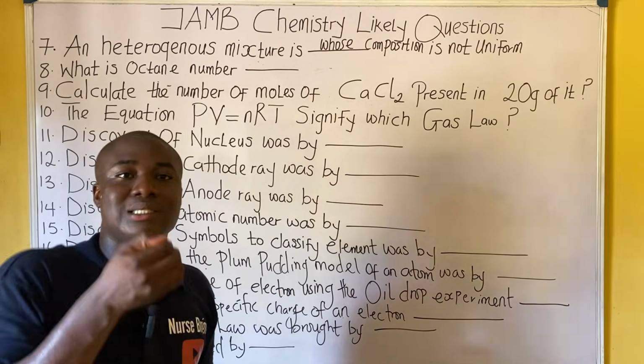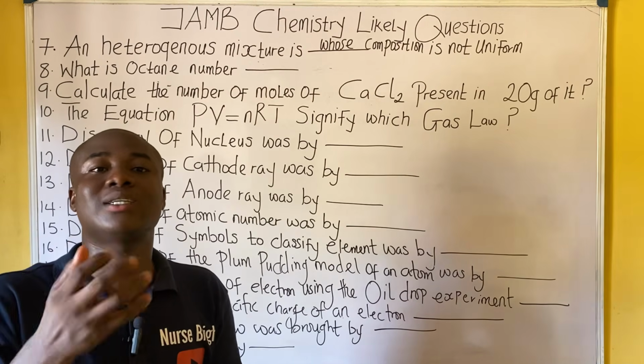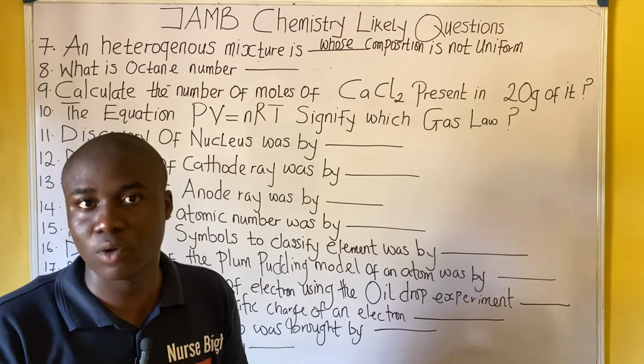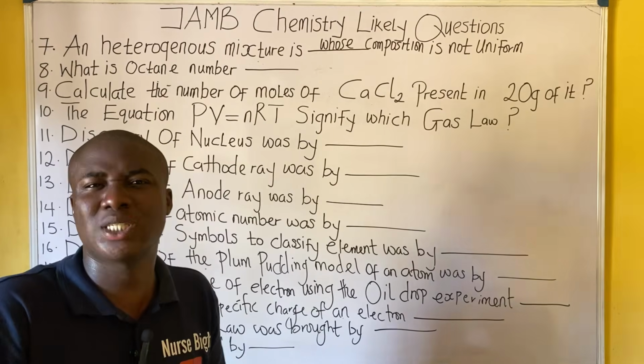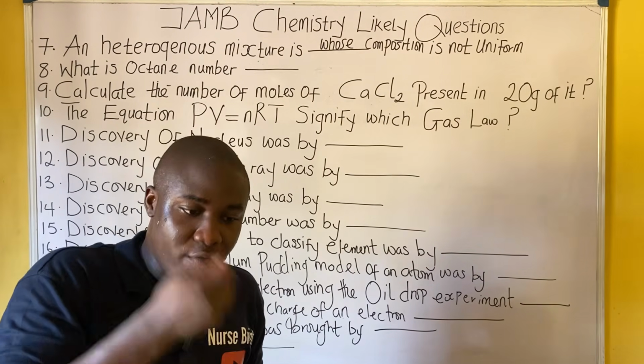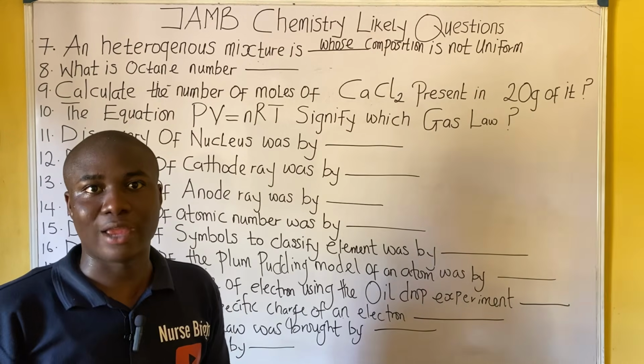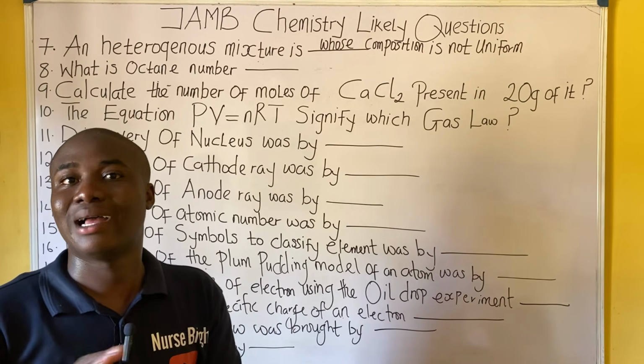And it says, what is octane number in chemistry? Now, octane number is a very important aspect of chemistry that measures how the fuel in a particular engine resists that engine from knocking. Are you there? So that's what octane number is all about.